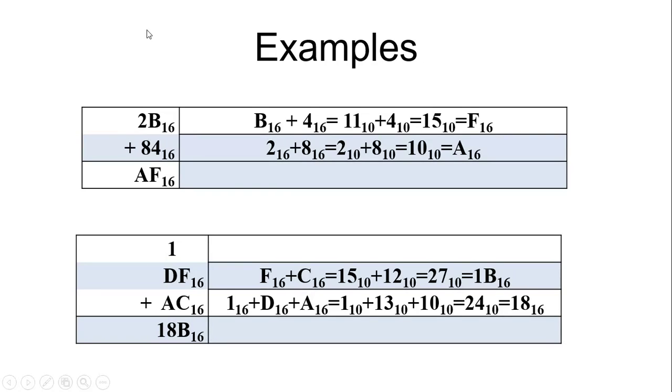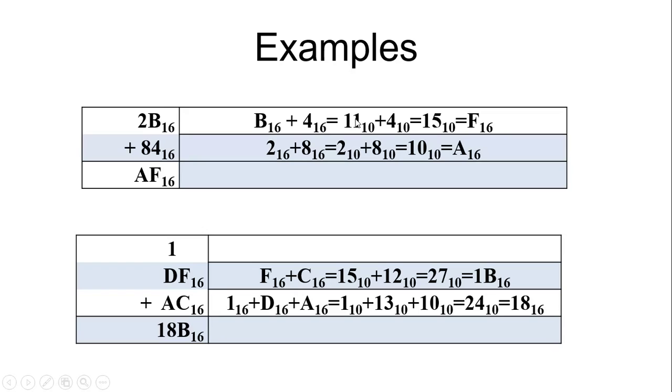These are examples. So we have 2 hexadecimal numbers. This is a 2-digit hexadecimal number, and this is another 2-digit hexadecimal number, the addend and the augend. First we add this column. So we add b with 4 in hexadecimal. b in hexadecimal plus 4 in hexadecimal: b is equal to 11 in decimal, and 4 is equal to 4 in decimal.